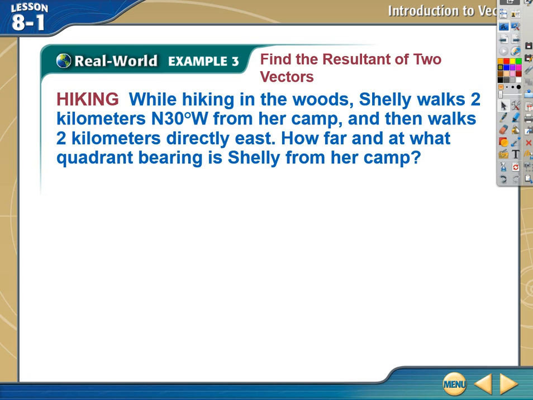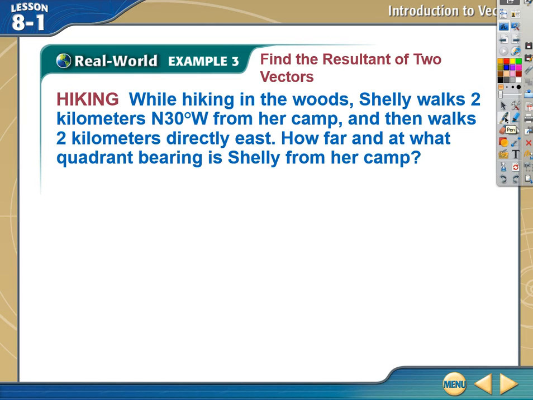It says, while hiking in the woods, Shelley walks 2 kilometers north, or 30 degrees west of north from her camp, and then walks 2 kilometers directly east. How far and at what quadrant bearing is Shelley from her camp? Okay, so let's talk about this.